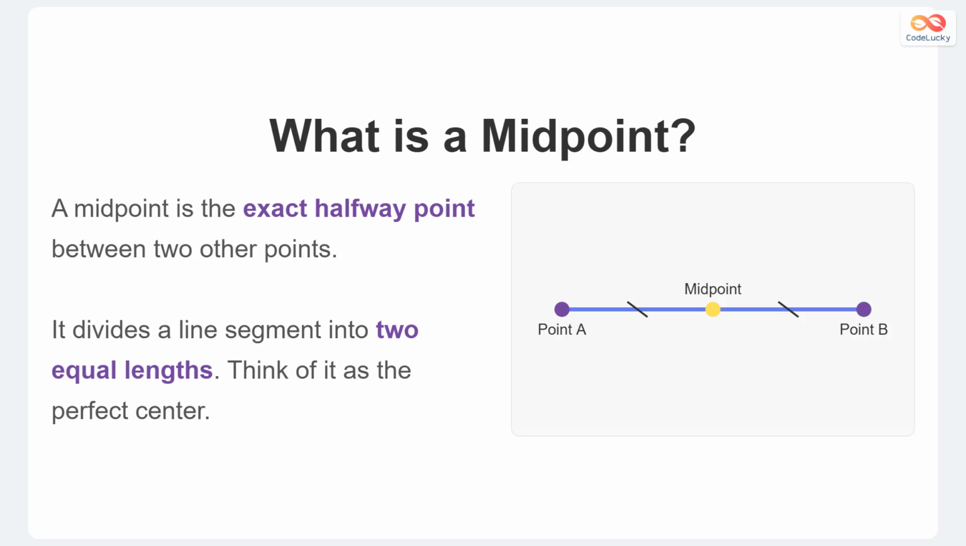So, what exactly is a midpoint? Imagine you have a line segment. The midpoint is the single point that sits at the exact center. It's special because it splits the line segment into two perfectly equal pieces. It's the ultimate middle ground.